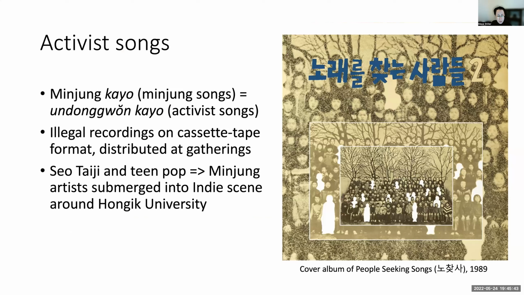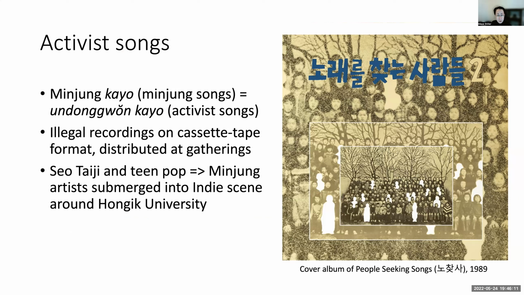Another important aspect of Minjung art are activist songs, known in Korean as Minjung Gayo or Undongkwang Gayo. Because these songs contain politically charged content, they were heavily censored and could not be publicly performed. Minjung activists would illegally record these songs on cassette tapes and distribute them at gatherings. And they were sung during demonstrations, of course.